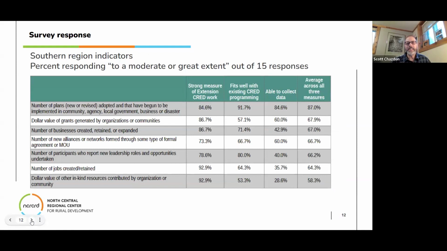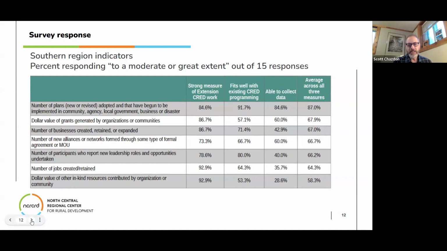And I can go back to these slides later for the discussion if people want to, but let me just give you the overview first. So in the Southern region, the number of plans, this first one has pretty strong support. Number of plans, new or revised, adopted that have begun to be implemented. This is something people felt like they could report, that it was a strong measure of Extension CRED work.